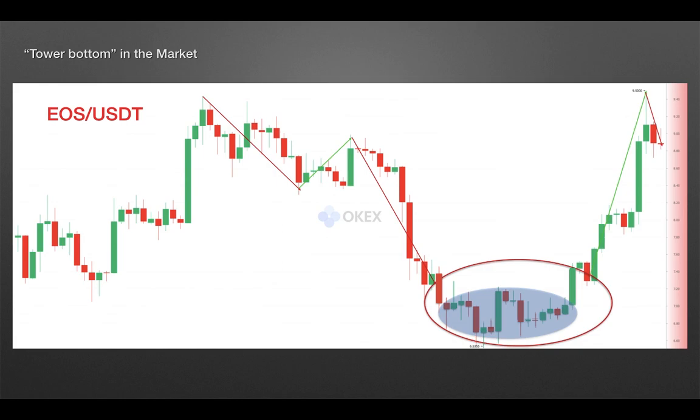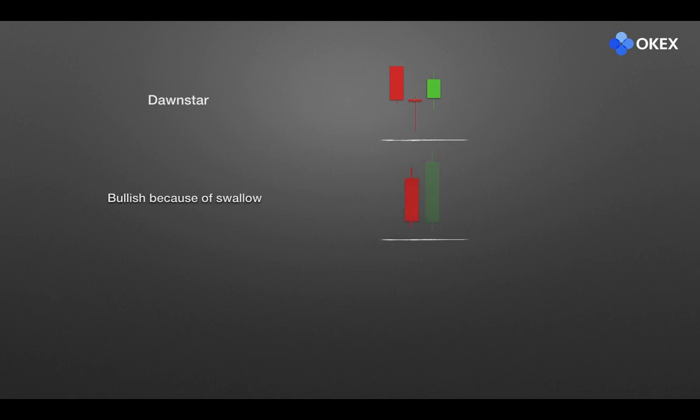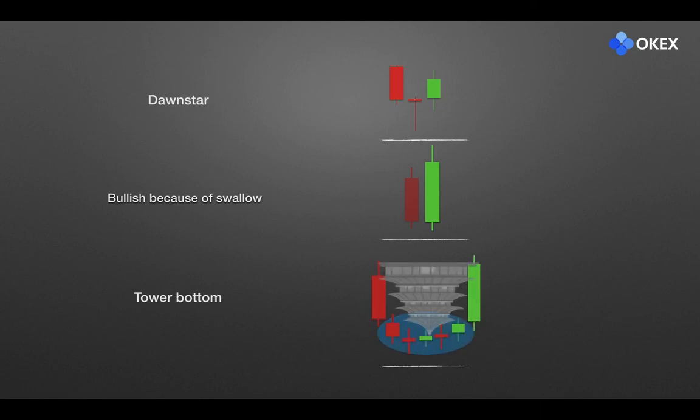Okay, so finally, let's wrap up everything we have introduced in this video. There are 3 classic bullish candlestick combinations. The first one is dawn star, suggesting a bright upcoming price upswing, and the second one is bullish engulfing, indicating that the bullish power is making a big counterattack. And the third one is tower bottom, suggesting an upside reversal.